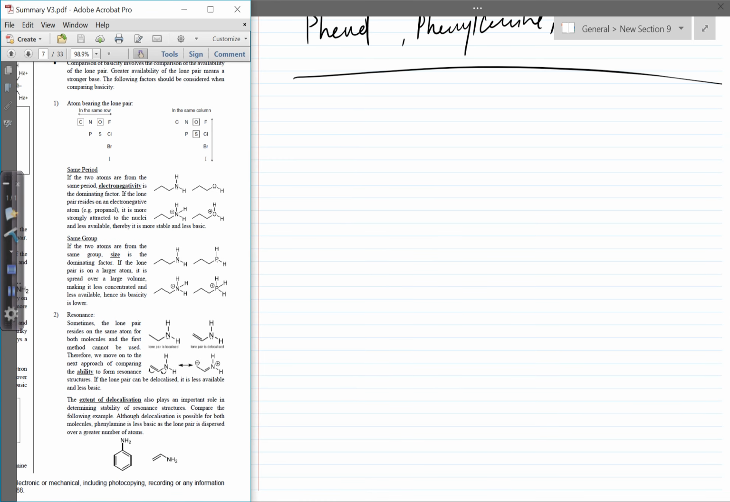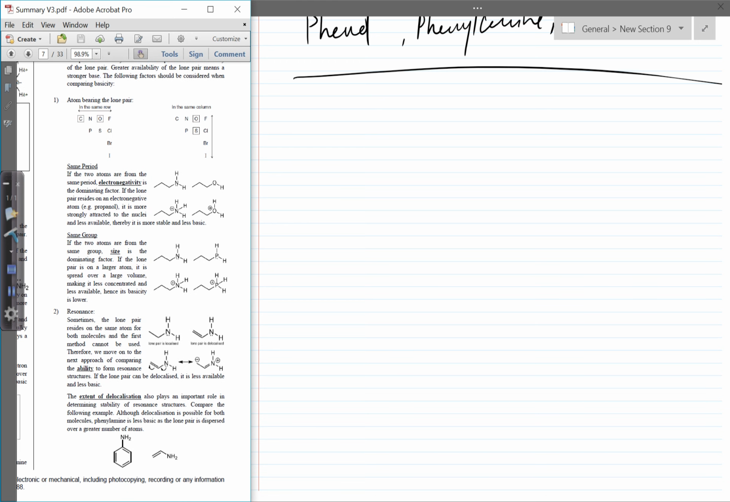Next is your resonance, which is your R. So if the above cannot differentiate, you have to use the resonance concept. First, we compare the ability to form resonance structures. If you look at the two species, on the left side the lone pair is localized. For the right hand side it is delocalized, right? If it's delocalized, the lone pair will be less available. Less available means it's less basic. Sorry, for the left hand side, it cannot be delocalized. Only for the right. Now, if both can be delocalized, then you have to look at the extent of delocalization.